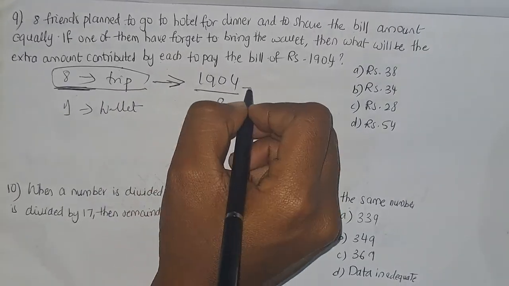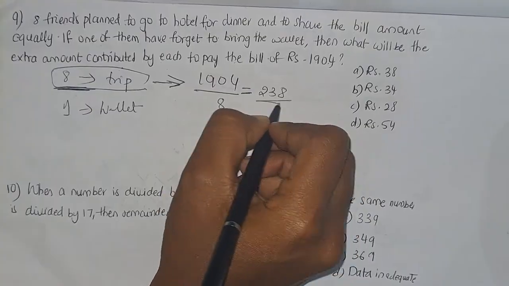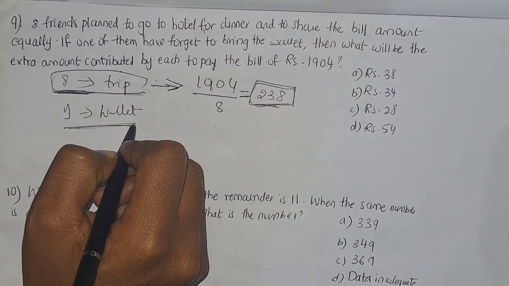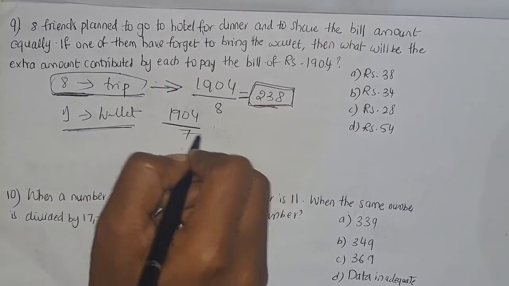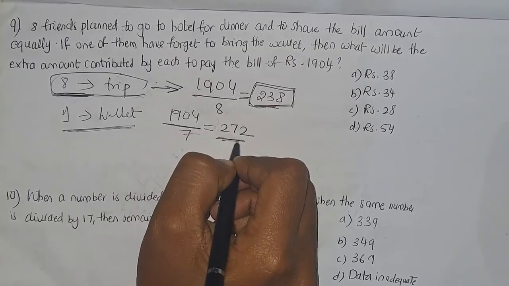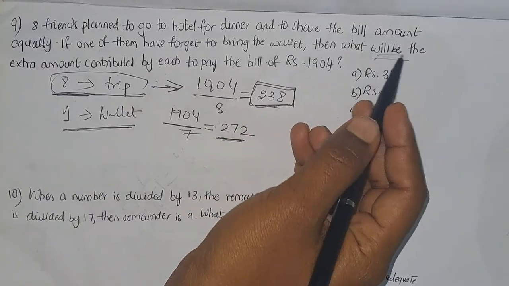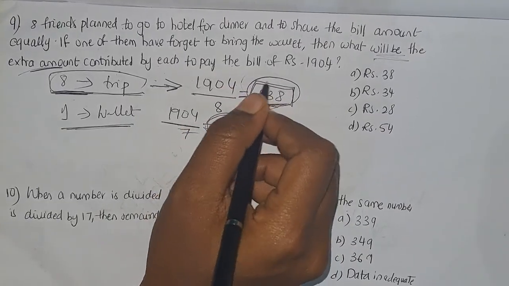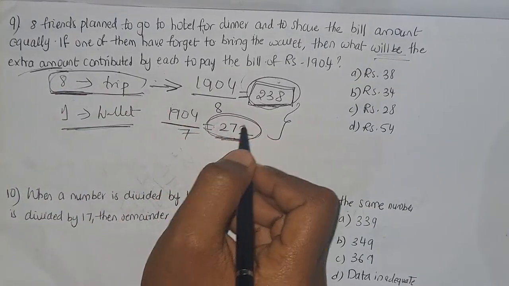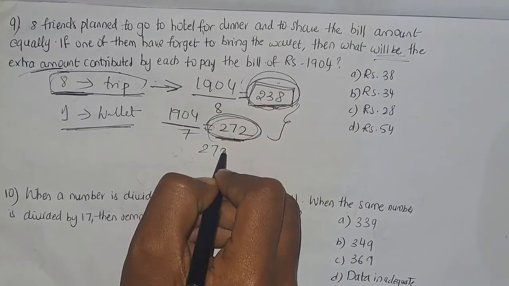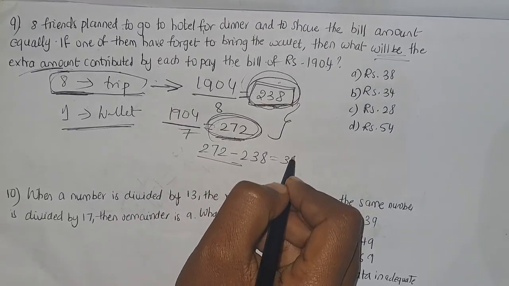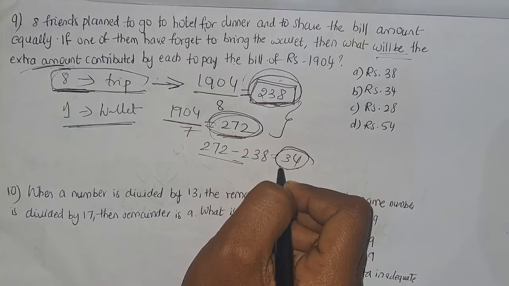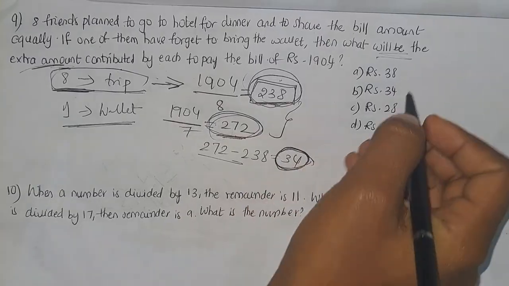1904 by 8. So you will get 238. So this much amount they will pay if everybody took their wallet, but one of them has forgotten the wallet. So 1904 is paid by 7 members. So how much amount? 272. So now we have to calculate the extra amount. That means if we subtract these two, we will get the extra amount, that is 272 minus 238, that is 34 rupees. So as one person forgot his wallet, every one of them has to pay 34 rupees extra. Okay, your answer is 34.